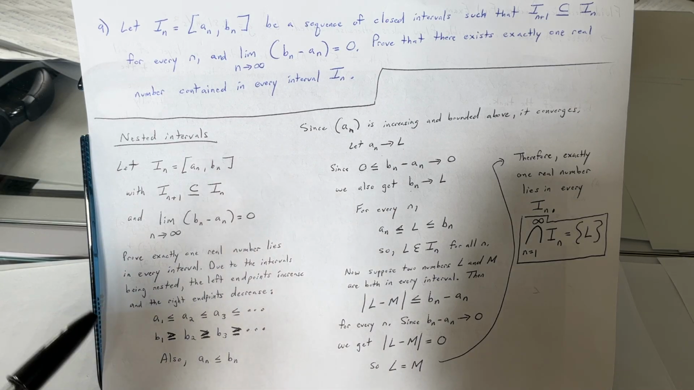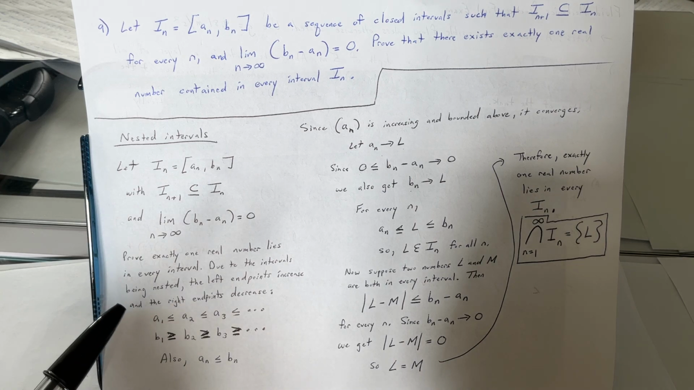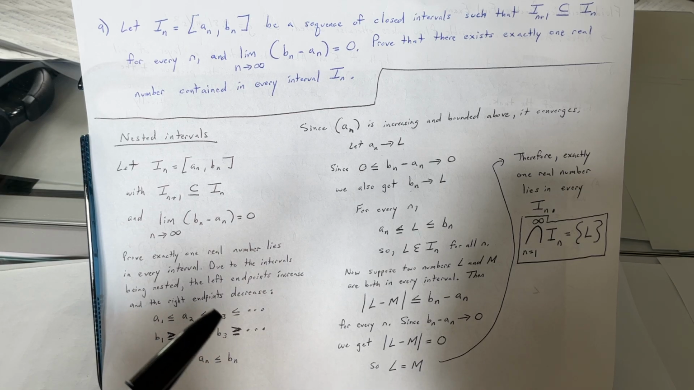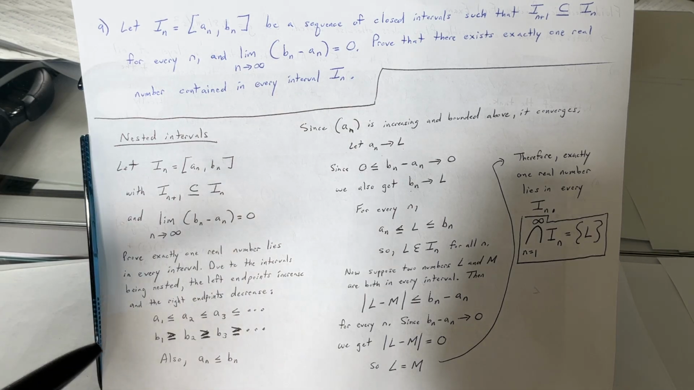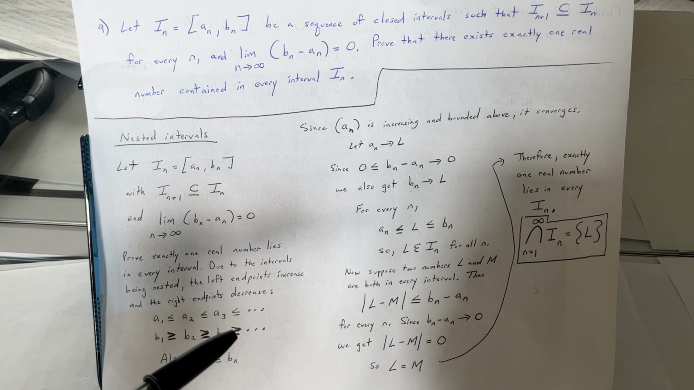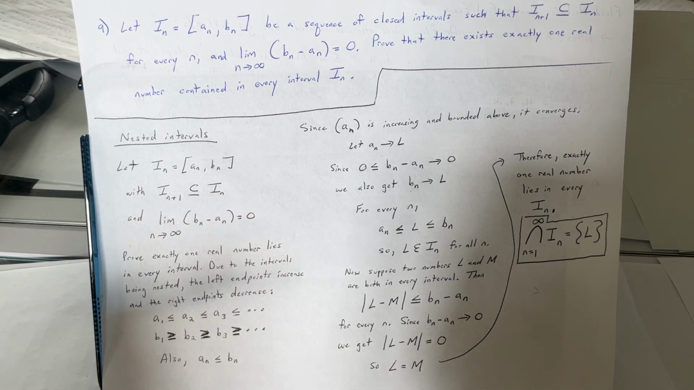Due to the intervals being nested, the left endpoints increase and the right endpoints decrease. So a sub 1 is less than or equal to a sub 2, less than or equal to a sub 3, less than or equal to a sub 4, and on and on. And b sub 1 is greater than or equal to b sub 2, greater than or equal to b sub 3, greater than or equal to b sub 4, and on and on. So a sub n is less than or equal to b sub n. Since a sub n is increasing and bounded above, it converges.